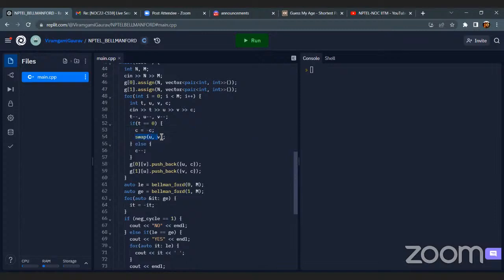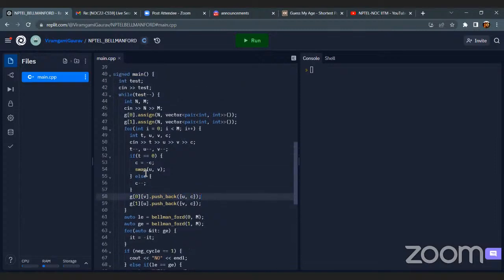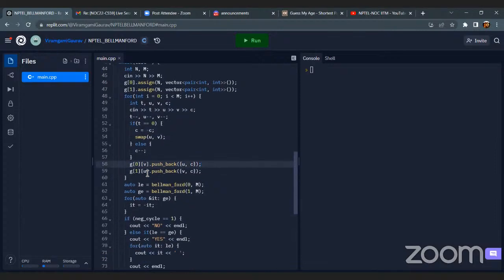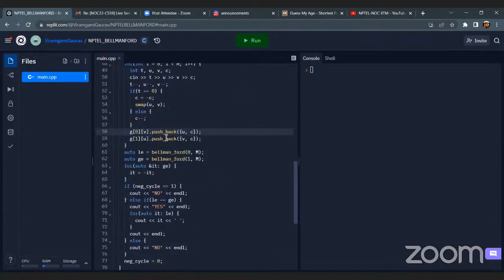This swapping is just to manipulate some of the edges, to make the code smaller. You can remove this swap, but then you will need to add some conditions specifying whether you want to add an edge from u to v or from v to u. So this swapping just makes it easy. If I want to add an edge from u to v, I just swap v and u and add an edge from v to u, and that will give me the same edge. So you can ignore this and manually put that condition here also. This is for adding the edges.